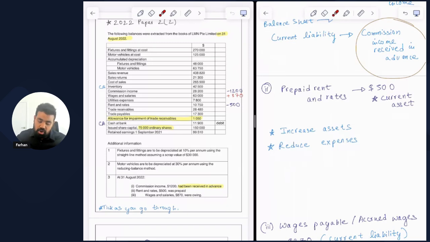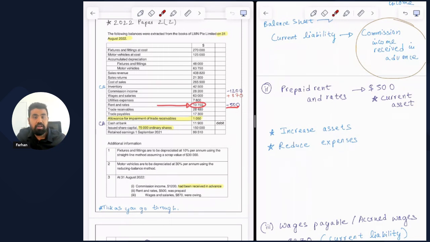Now, how should we treat this in the financial statements? When you prepare the statement of financial position or the balance sheet, you increase the assets, specifically the current assets, and within the current assets section, you show prepaid rent expense of $500. And when you prepare the income statement, you have to reduce your expenses for rent, because rent and rates expense is originally given to us as 10,750, as you can see on the left hand side in the question. And you have to subtract 500, because 500 out of this 10,750 refers to an advance payment, which is expense that we haven't incurred or consumed any economic benefit yet.